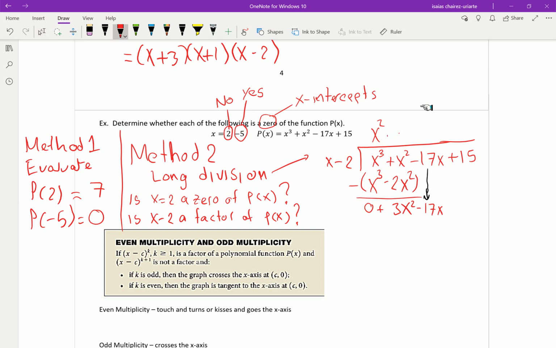So I'm going to say plus 3x, and so then I have 3x times x, that's 3x squared, and then 3x times -2, that's negative 6x. And then I have to subtract the top row minus the bottom row. So 3x squared minus 3x squared, that's 0. Negative 17x minus negative 6x. That's saying negative 17 plus 6. That's going to be negative 11x. And then I'll bring down my 15.